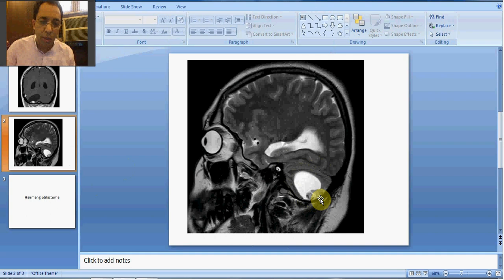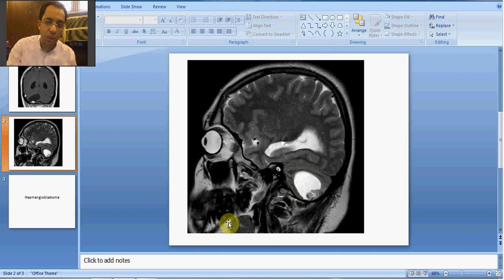This hemangioblastoma is a WHO grade 1 tumor. It can occur sporadically, as well as it can occur in a patient with von Hippel-Lindau disease, and it is usually in the posterior fossa, mostly in the cerebellum, although you may have cases of hemangioblastoma in the brainstem or even in the spinal cord, particularly in patients with VHL syndrome.